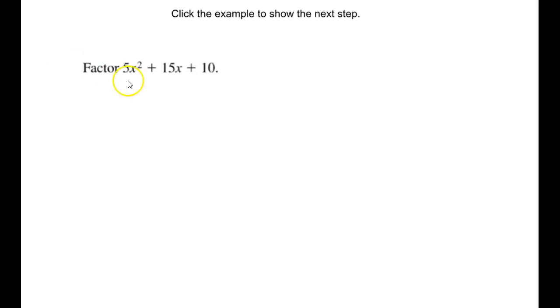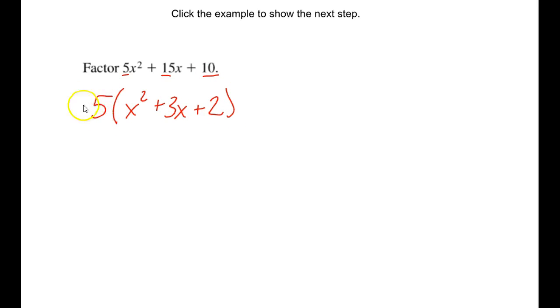So let's go ahead and look at this first example. I need to factor 5x squared plus 15x plus 10. So the first thing I notice is that there is a common something in all of my terms, right? I see that each number is divisible by 5, so I'm going to factor that out first. If I factor out that 5, I'm left with 5x squared divided by 5 gives me x squared. 15x divided by 5 gives me 3x. And 10 divided by 5 gives me 2.